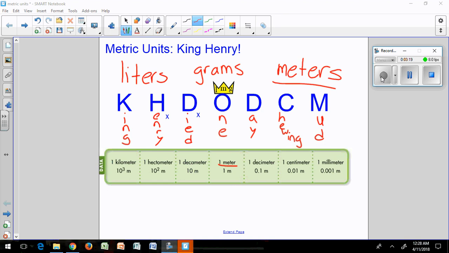This is how I learned it growing up. There's a few different ones, but this is one that I like. If you think of a different one that works for you and you're going to remember it, awesome. Go with that one. But this is the one that works for me. King Henry died one day chewing mud. That's how we can remember the order of our conversions. Okay?